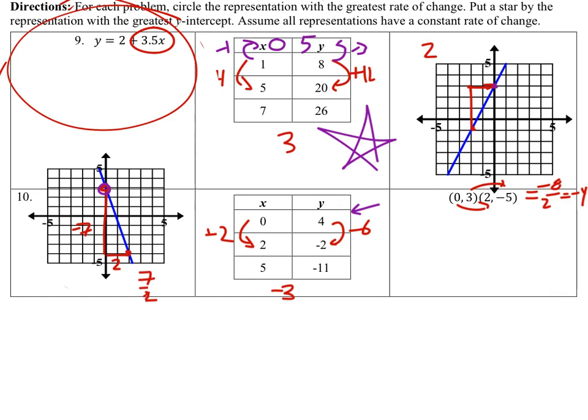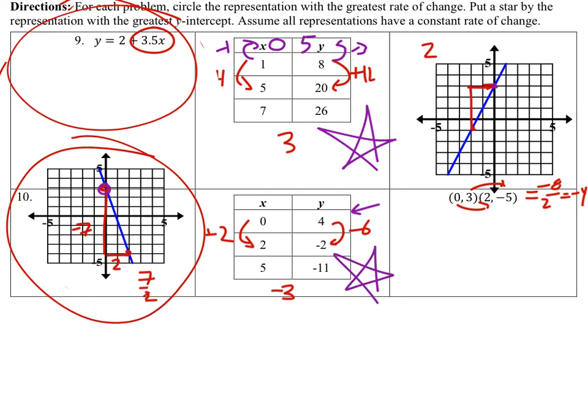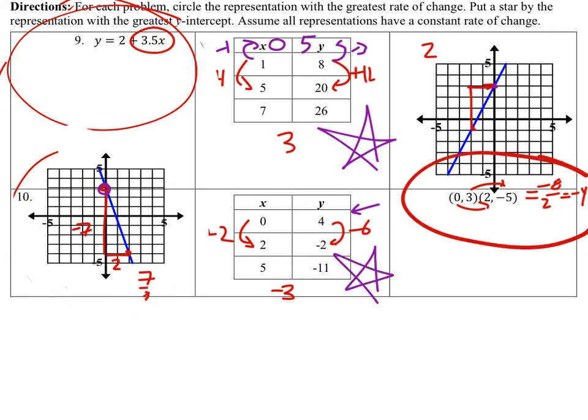On 10, the graph still has the greatest rate of change, but the greatest y-intercept on these is still the table. Yeah, on number 10, the 2 points should have been circled because it has the least negative rate of change, so it is the highest rate of change.